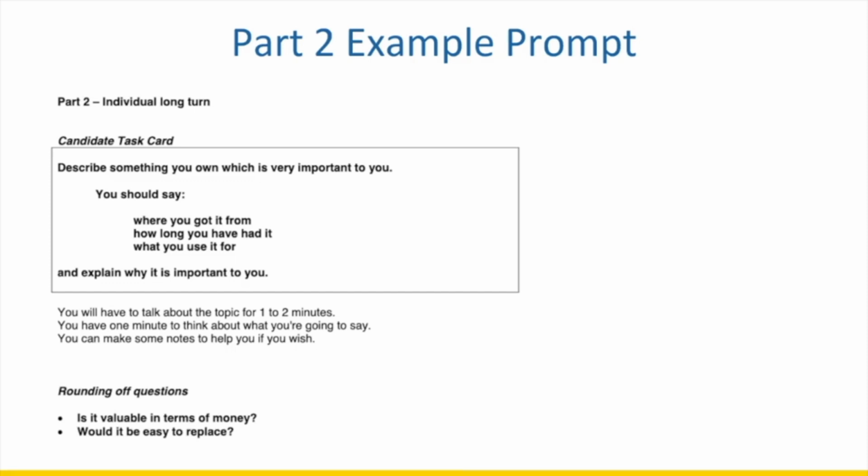And now we are going to discuss our Part 2 example prompt. As you remember, in Part 2 you'll be given a candidate task card. You'll be asked to do the following, as an example we have on the slide. Describe something you own which is very important to you. You should say where you got it from, how long you have had it, what you use it for, and explain why it is important to you.